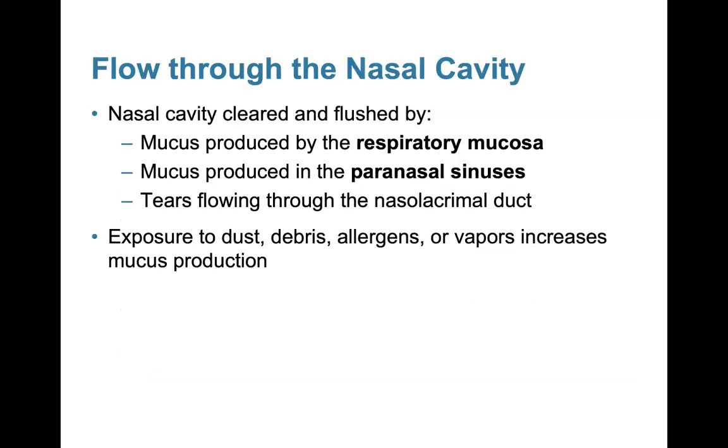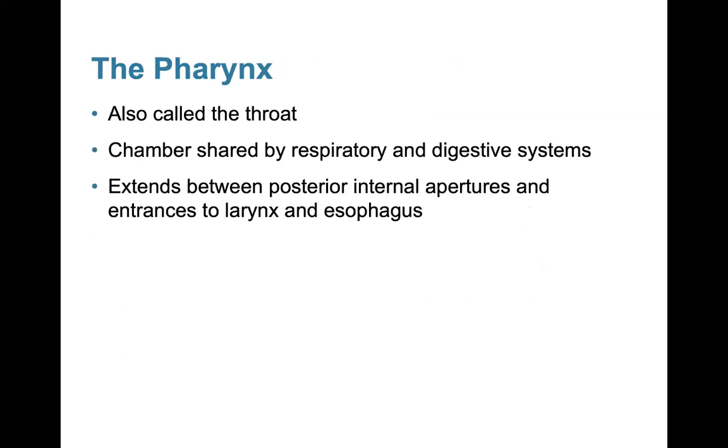Now, flow through the nasal cavity. The nasal cavity is cleared and flushed by mucus produced by the respiratory mucosa, mucus produced in the paranasal sinuses, and tears flowing through the nasolacrimal duct. Exposure to dust, debris, allergens, or vapors will increase mucus production.